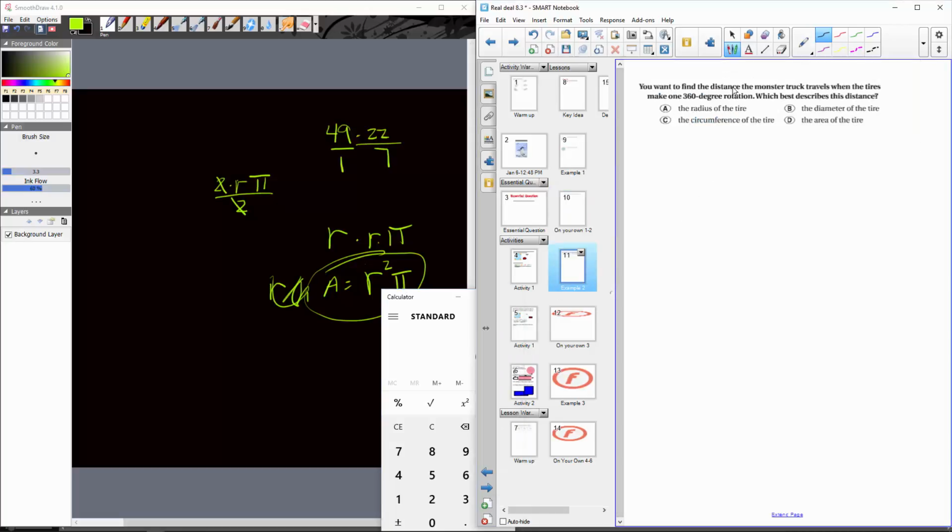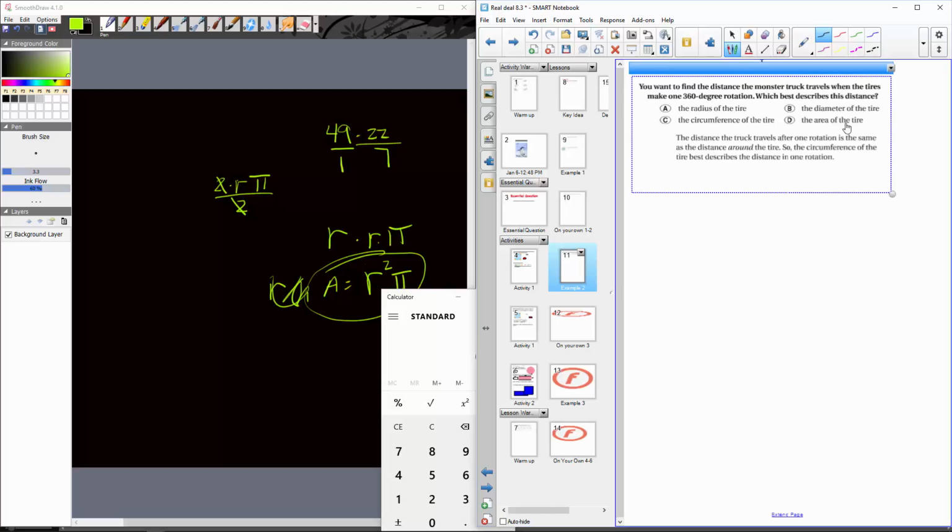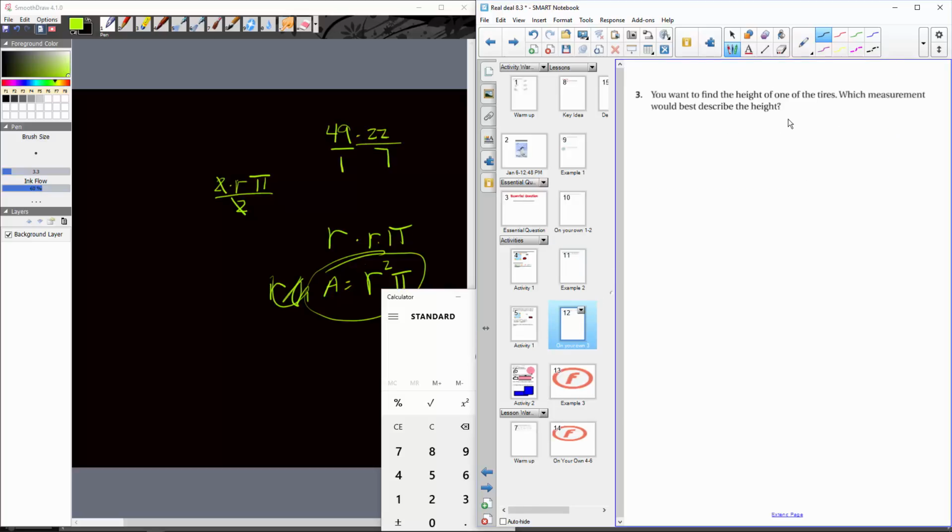This one here, it just says that the distance a monster truck travels when the tires make one 360-degree rotation, which best describes the distance. I want actually the circumference of the tire, right? So I'd say C. All right, you want to find the height of one of the tires. Which measurement would best describe its height? The diameter of the tire, because that goes up and down, the whole diameter.